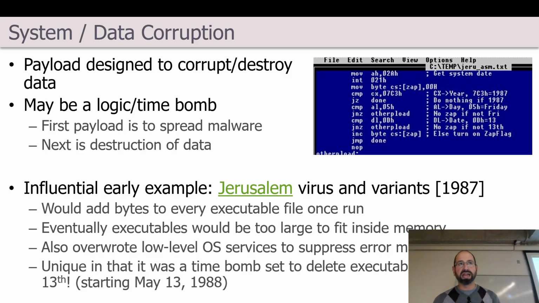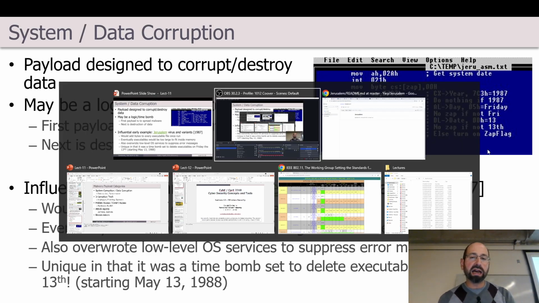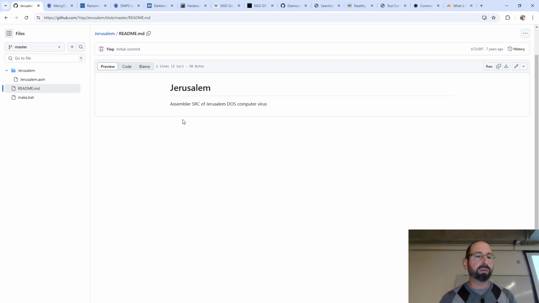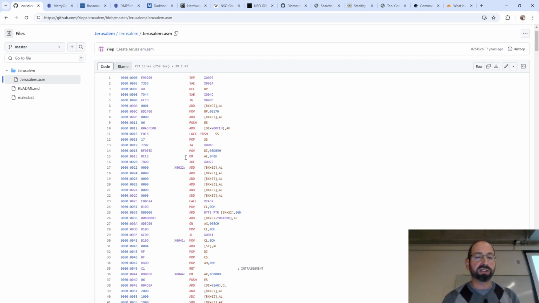There are, of course, lots of examples that do this, although it's considered more defacing systems than getting any meaningful information off of it. You have the Jerusalem virus and its variants. It's a little hard to tell in looking at the assembly source code for it. I provide a link to it from a GitHub disassembling of it, including instructions for how to run it. This would not work in modern Windows or Linux operating systems these days.